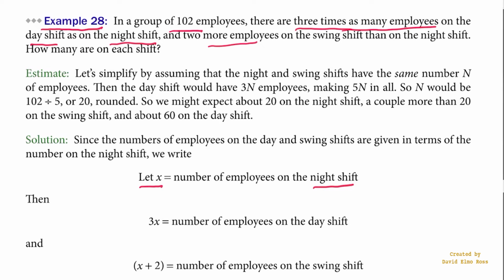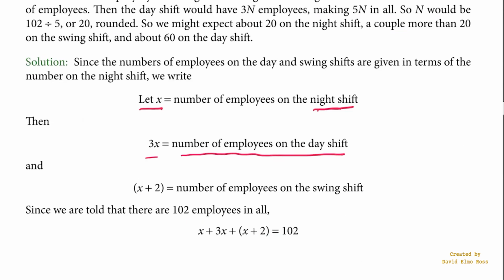And what do we know about the day shift? There's 3 times as many. So the night shift times 3 will give you the number on the day shift. Now it also says there are 2 more employees on the swing shift than there are on the night shift. So the night shift is given by x, so this is just going to be x plus 2. So what we see is this is our night shift, our day shift, our swing shift. All of these have to add up to the total here of 102 employees.